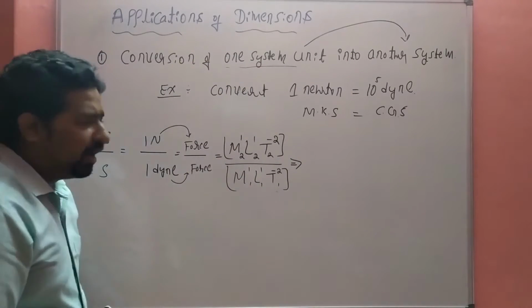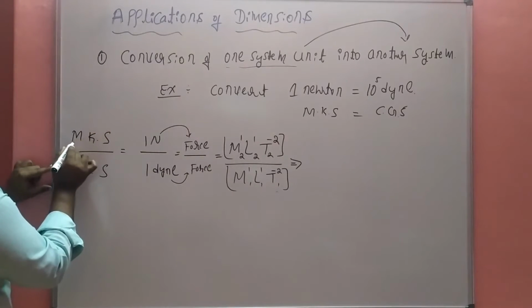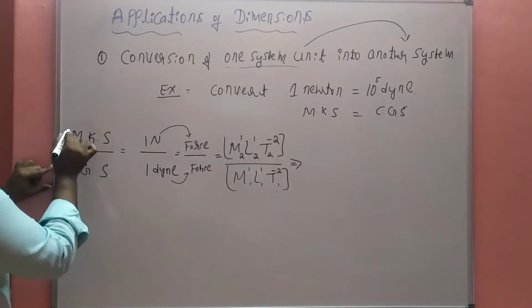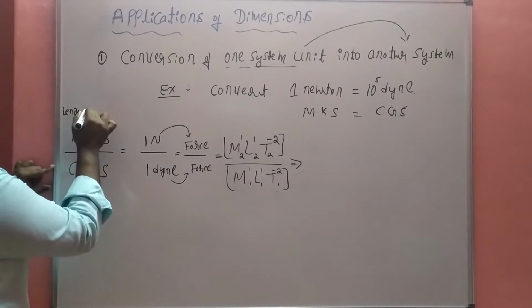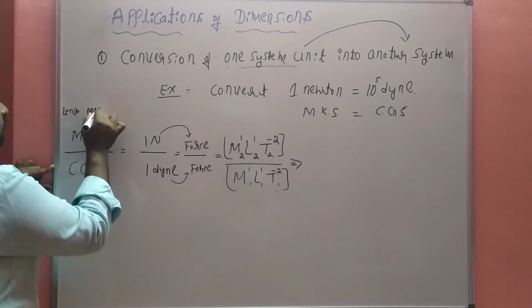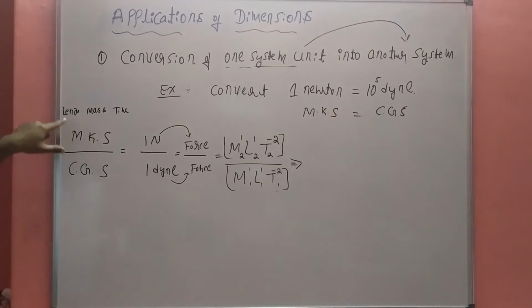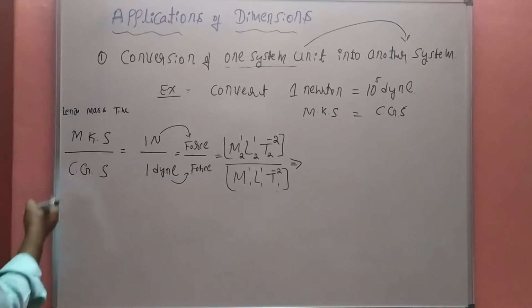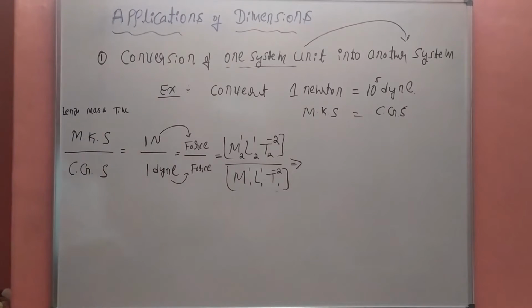First one, mass in the MKS system, so this is M, then length, and time. In MKS, length is meter, mass is kg, time is second. In CGS, length is centimeter, mass is gram, time is second. These are the systems of units we already studied in the last class.